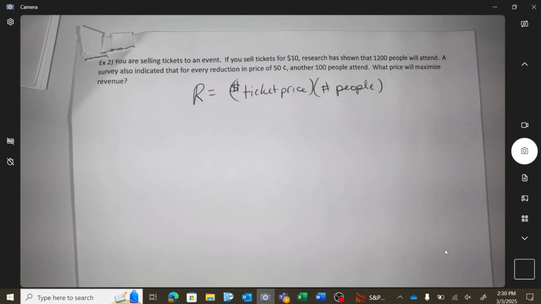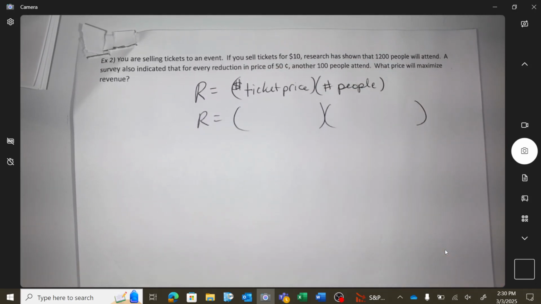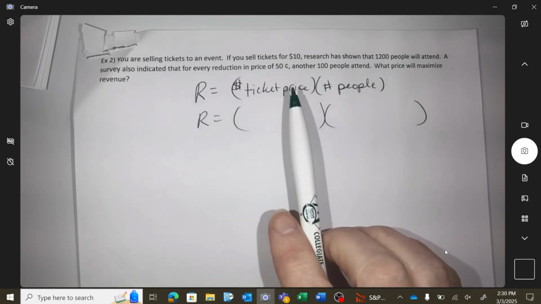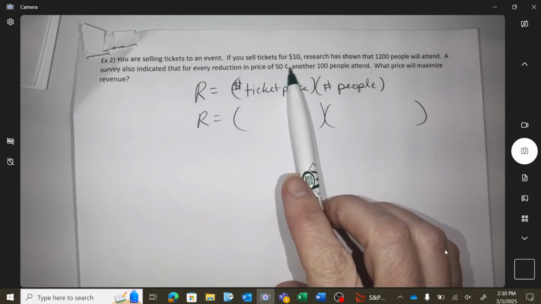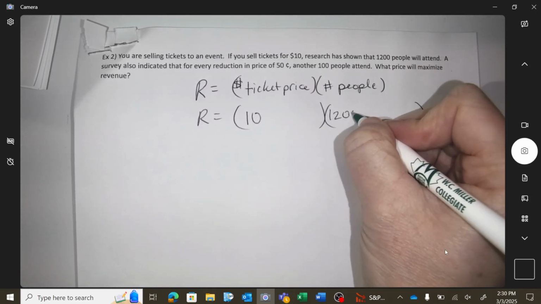If you were selling tickets for 20 bucks and 5 people came to your concert, which is probably not a very good concert if that's what you're doing, then you make 100 bucks, right? Just times them. Okay, so revenue equals big bracket, fill in. You're going to sell your tickets for $10 and 1,200 people come.